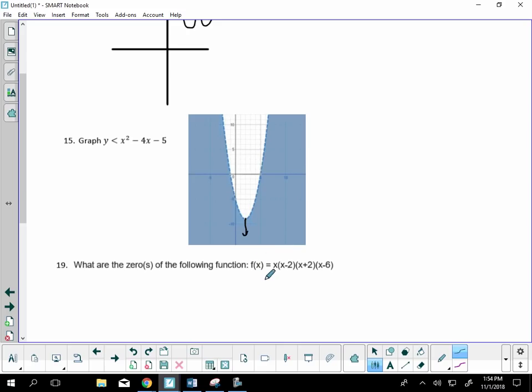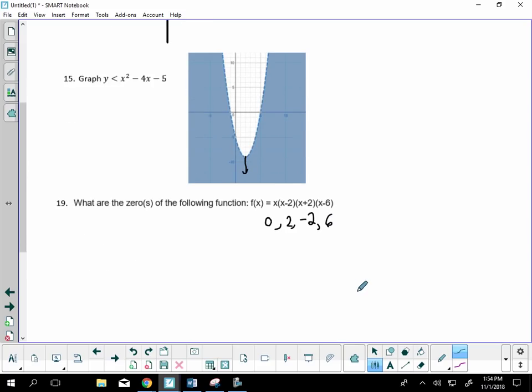On this one, what are the zeros? This is already factored for you. So your zeros are 0, 2, negative 2, and 6.